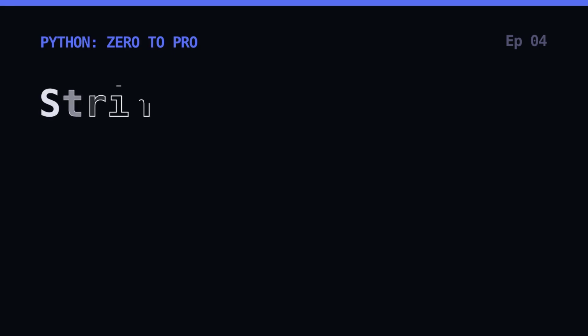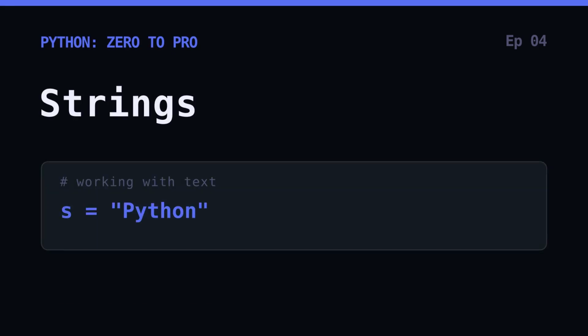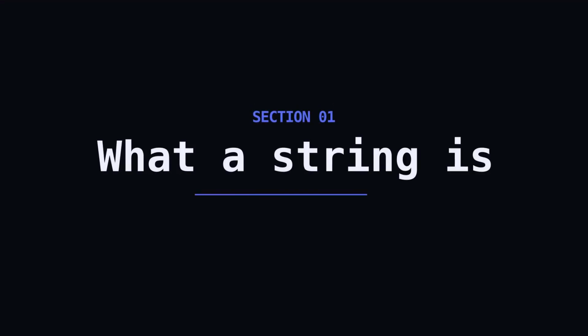Strings are how Python holds text, a name, a message, an entire file. Over the next few minutes, we'll index them, slice them, transform them with built-in methods, and finally settle that crash you just saw. Let's build it up from the ground. Start with what a string really is.